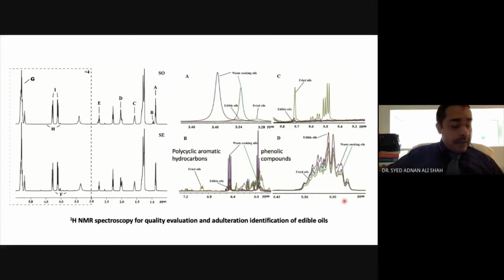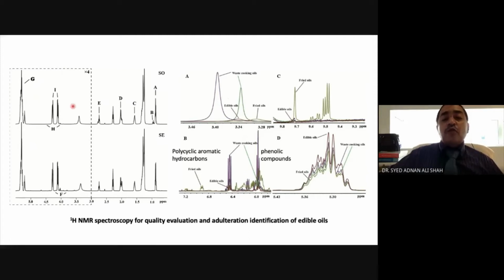So this is the metabolic profile for the identification of edible oil, comparing edible oil, waste oil, and fixed oil. As you can see, the edible oil has a high concentration of phenolic compounds, which are good for human health, as compared to the waste cooking oil, which contains polycyclic aromatic hydrocarbons, which are harmful for humans.